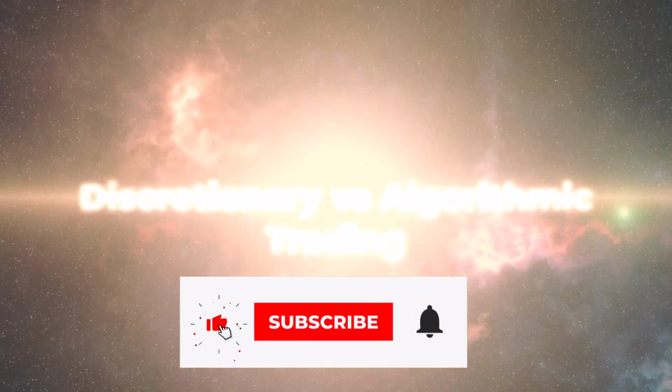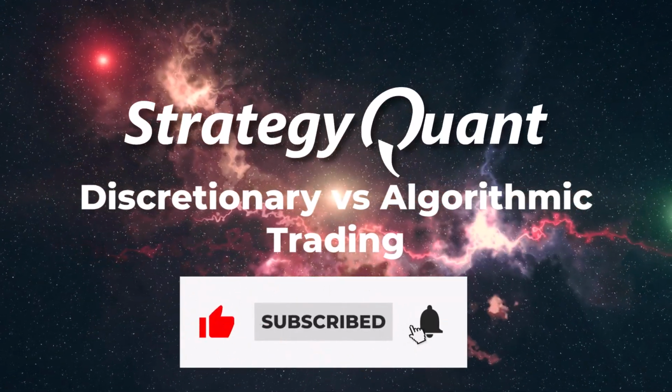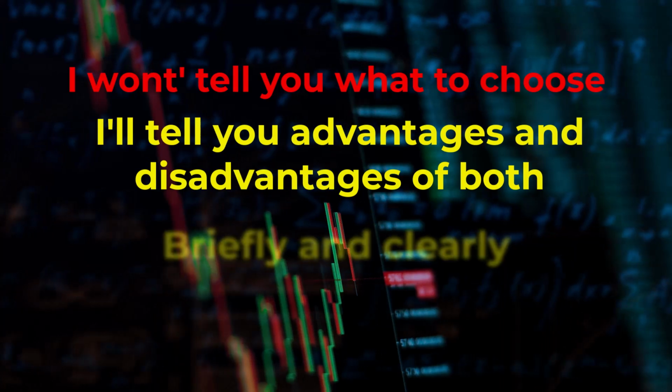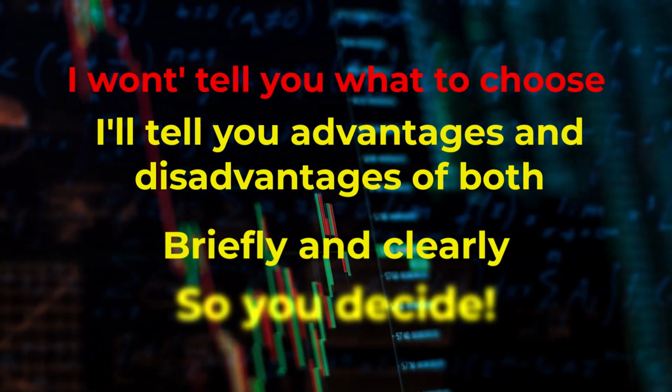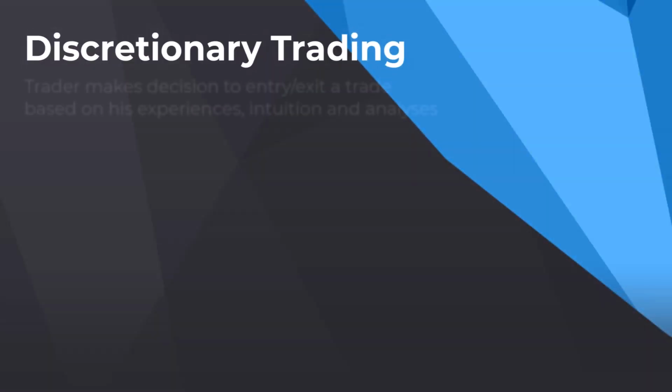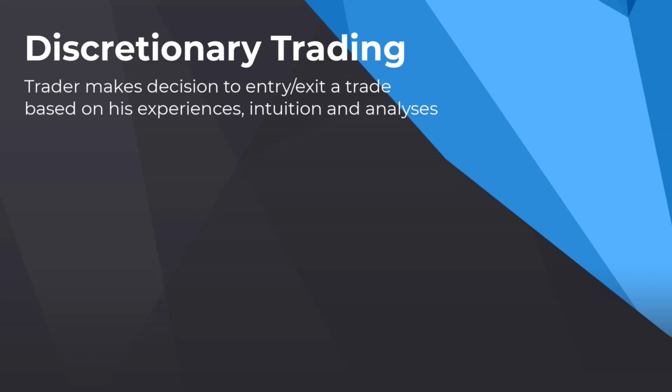In this lesson, we'll look at a comparison of discretionary and algorithmic trading. I won't tell you which is better, but I will tell you about the pitfalls, advantages and disadvantages of both, quick and easy, and in such a way that you can decide for yourself. Let's do it. In discretionary trading, the decision to enter or exit a trade is made by the trader.